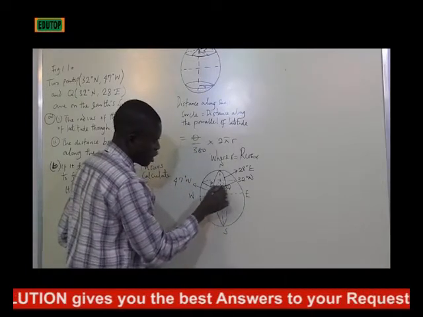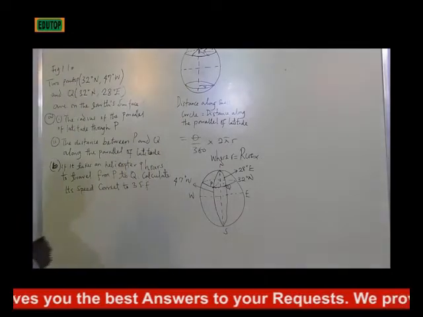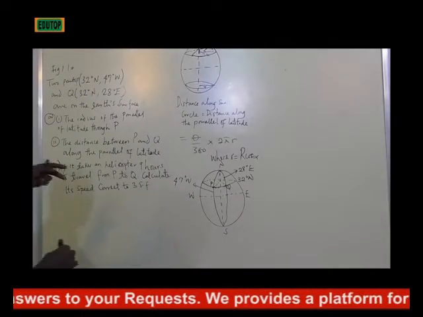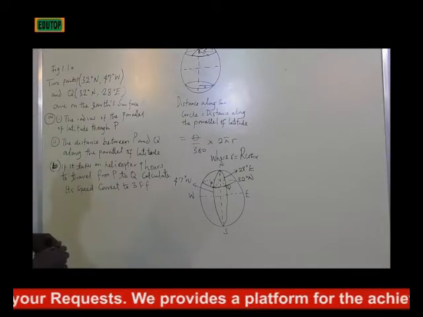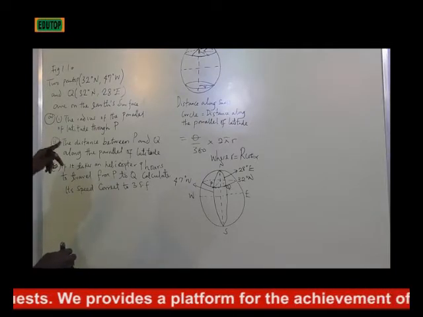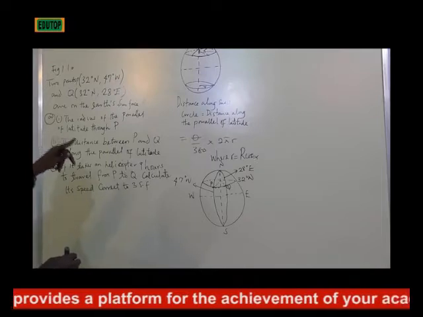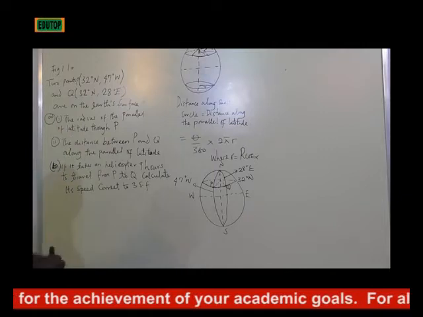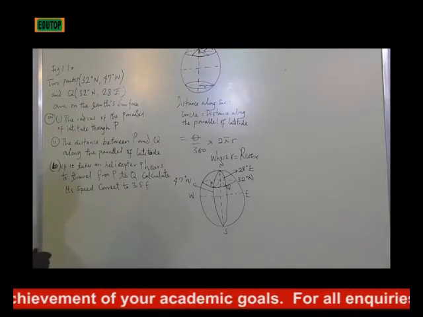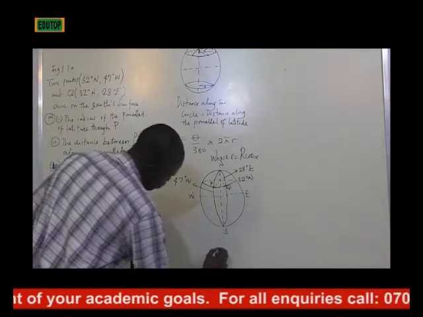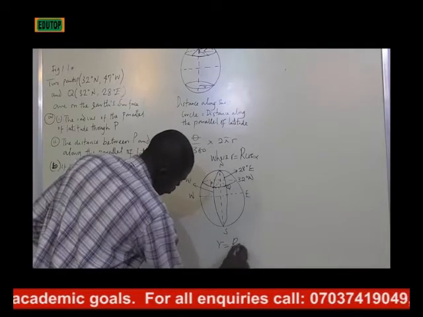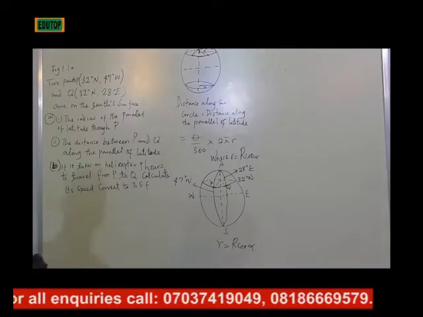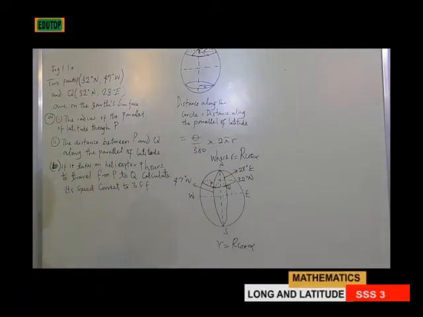So we are talking about that distance. The question asks us, so this is the diagram for the information. Find the radius of the parallel of latitude. We have to find the radius of the parallel of latitude through P. The radius will be small r equals R cos alpha. That's the formula for the radius along the parallel of latitude.